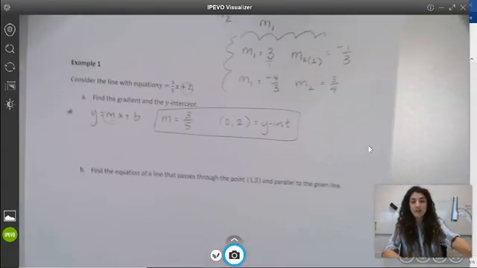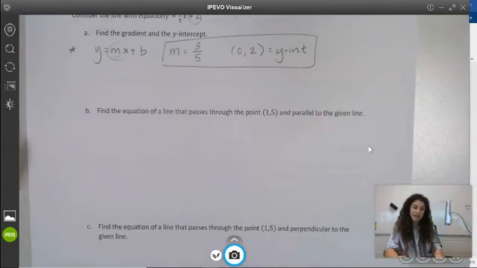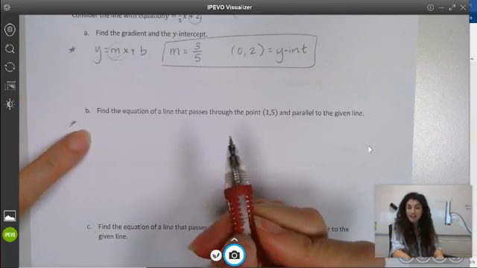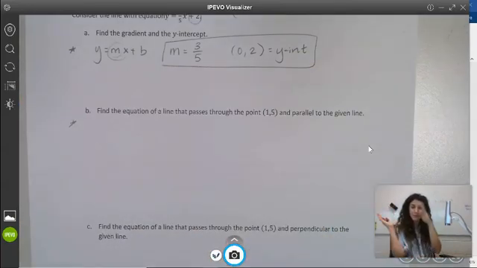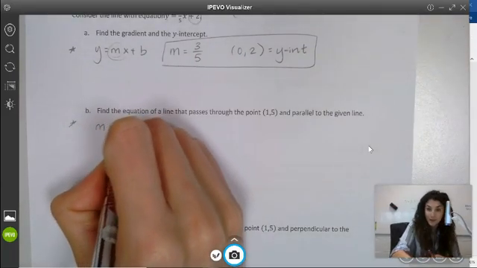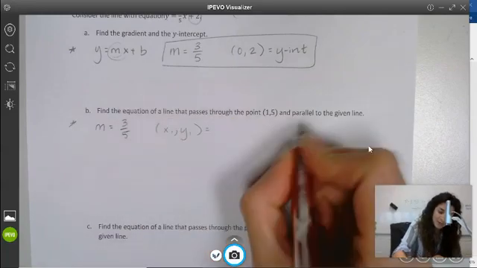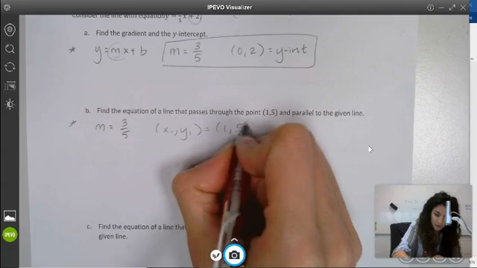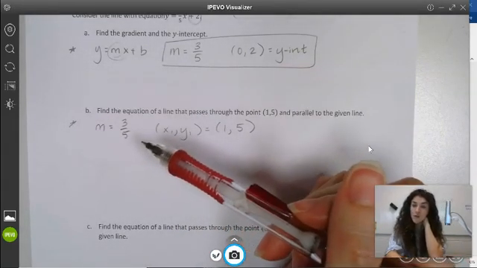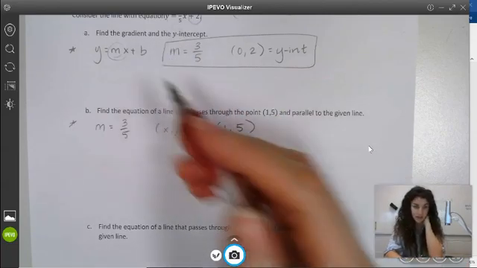Find the equation of a line that passes through this point and is parallel to the given line. If we're parallel to the given line, what can we say about the slopes? They are the same. Remember, if they're parallel, the slopes are the exact same. So I know that my new slope is going to be the exact same as the old slope. And then we know that my x1, y1 is going to be equal to (1, 5). So we were given a point, the point is (1, 5), and now we have our slope. Which form of the equation of the line should I use in order to start this?